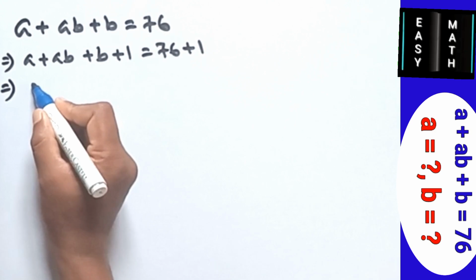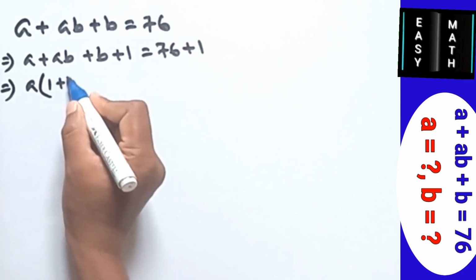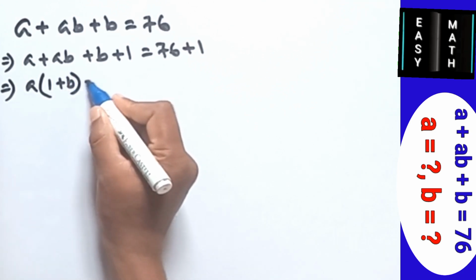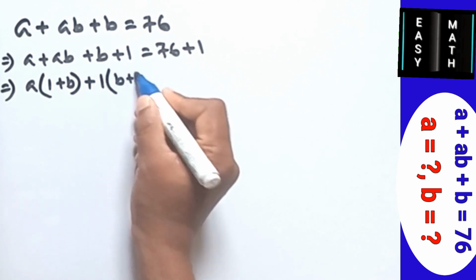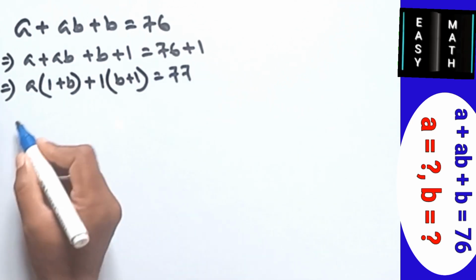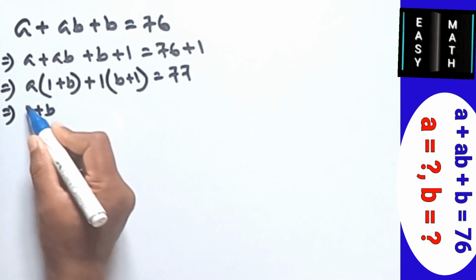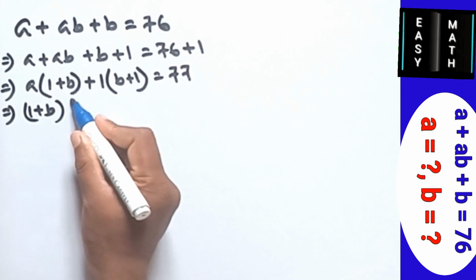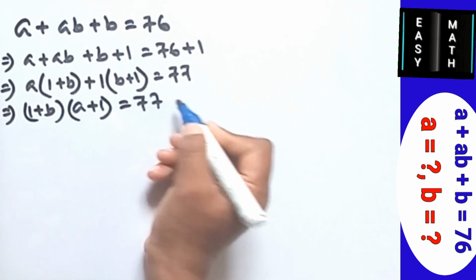Now A takes the common (1 plus B), and here we take 1, B plus 1, and here 77. And now this is 1 plus B, take the common, and there is A plus 1 and 77.